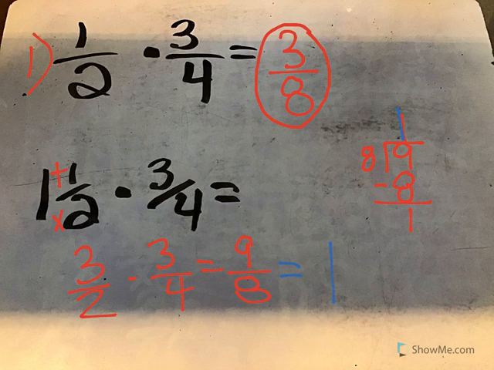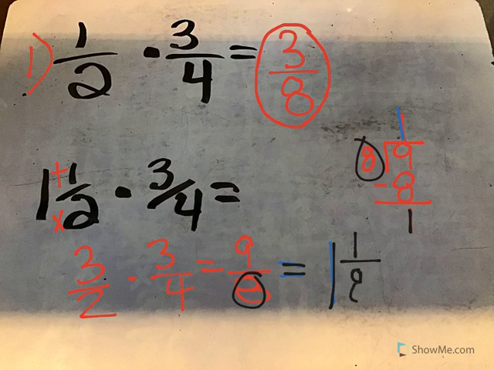Let's do it in black. Maybe you see it better. There's 1. Now my remainder, which also is 1, becomes my new numerator, and my denominator does not change. And I can't simplify 1 1/8 anymore, so that is my answer, my product.